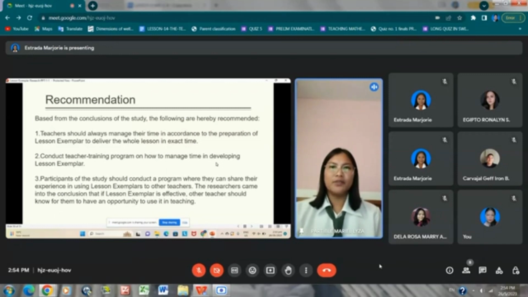The researchers came to the conclusion that if lesson exemplar is effective, other teachers should know for them to have an opportunity to use it in teaching.